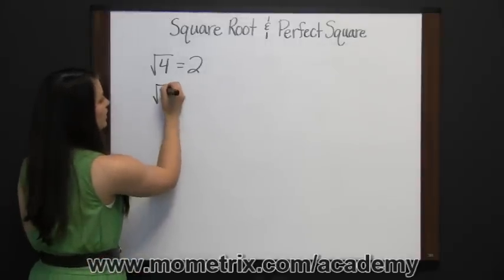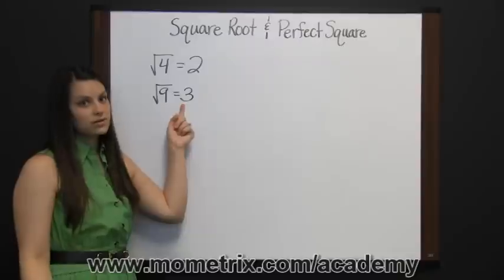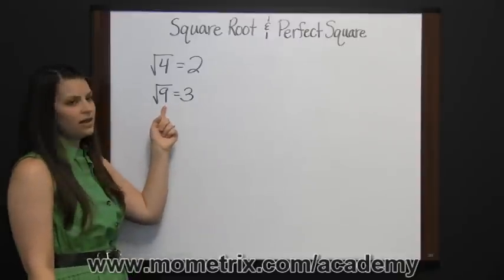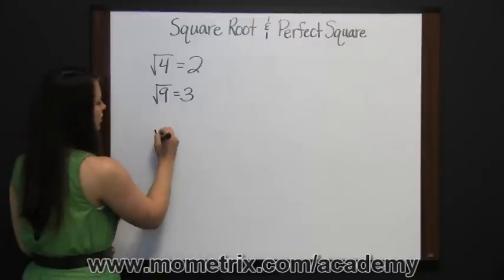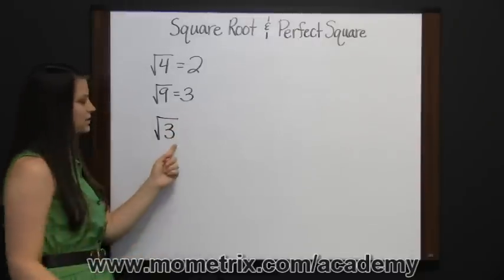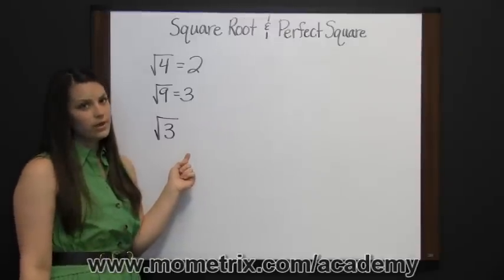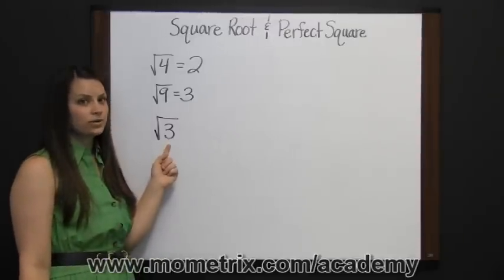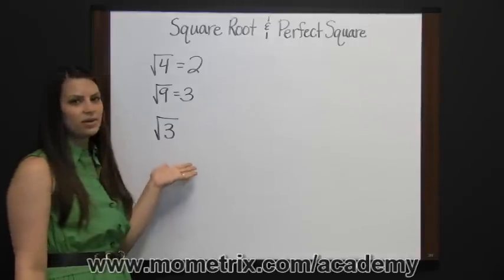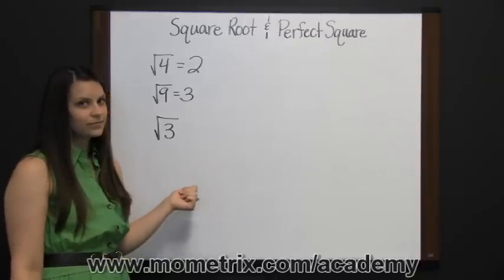The square root of 9 is 3. So the square root is a whole number, which means that 9 is a perfect square. The square root of 3 is not a perfect square because the square root of 3 is not a whole number. The square root of 3 is actually an irrational number. You can find the value on your calculator, but it does go on forever and ever.